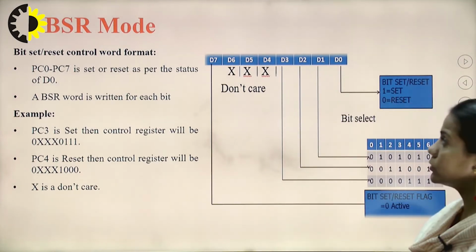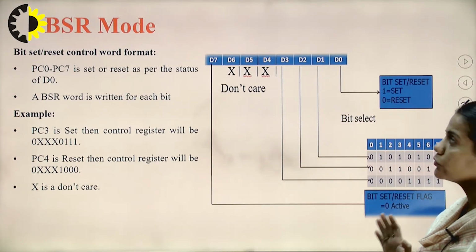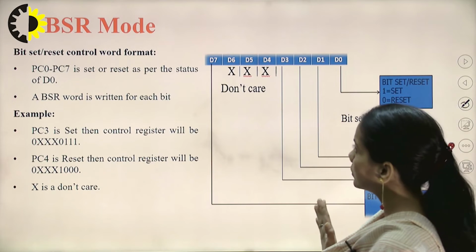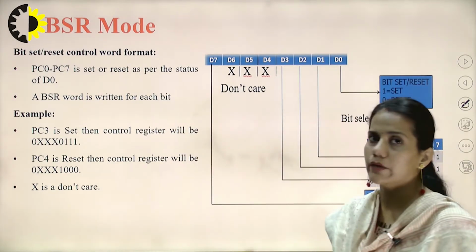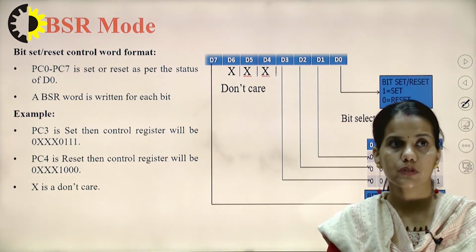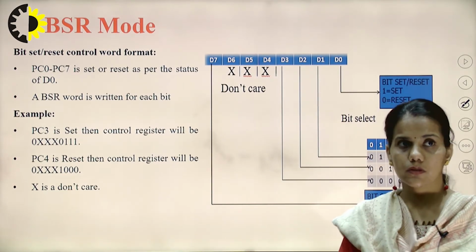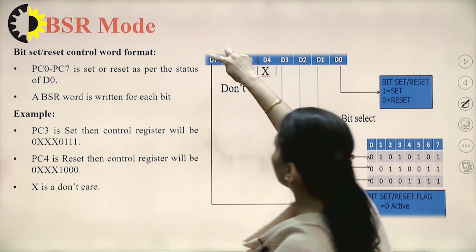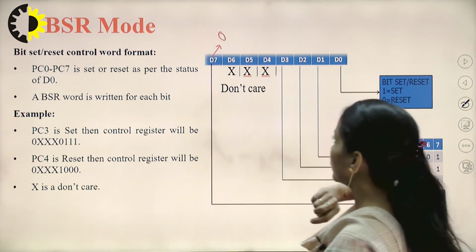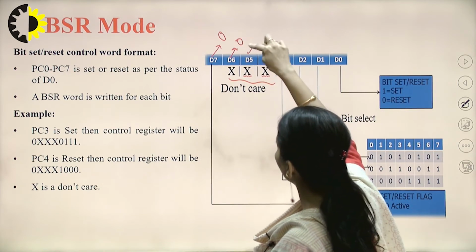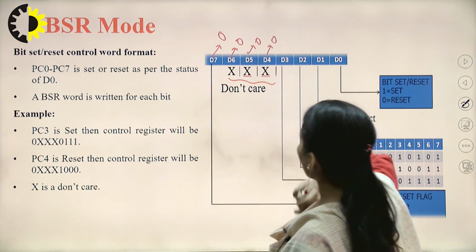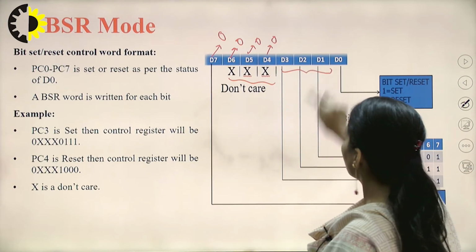Now we talk about the control word for bit set reset mode. We all know that for bit set reset mode only port C is used. Here the first bit is 0 for bit set reset mode. These are don't care bits, so they can be taken as 0 by default. These 3 give the bit number.